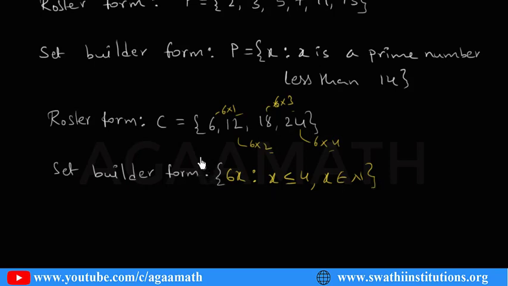Sorry, here it is C equals 6x such that, in this way. You can even write it like this: C equals x such that x belongs to, this is a symbol we use, belongs. x belongs to what? These are the multiples of 6.